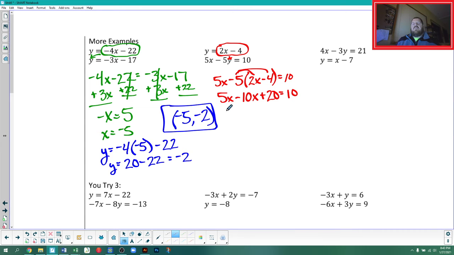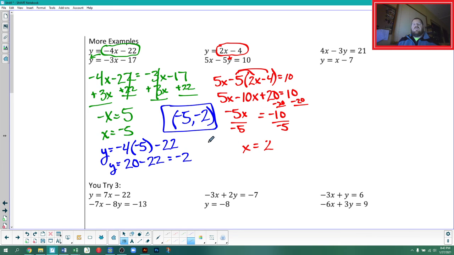I've got a 5x and a -10x. That's going to be a -5x. And at the same time, I'm going to subtract 20. And that's going to equal 10 minus 20 is -10. And we can divide by -5. X is now going to equal +2. Oops, not done yet. Started treating that like I was done. Got excited.